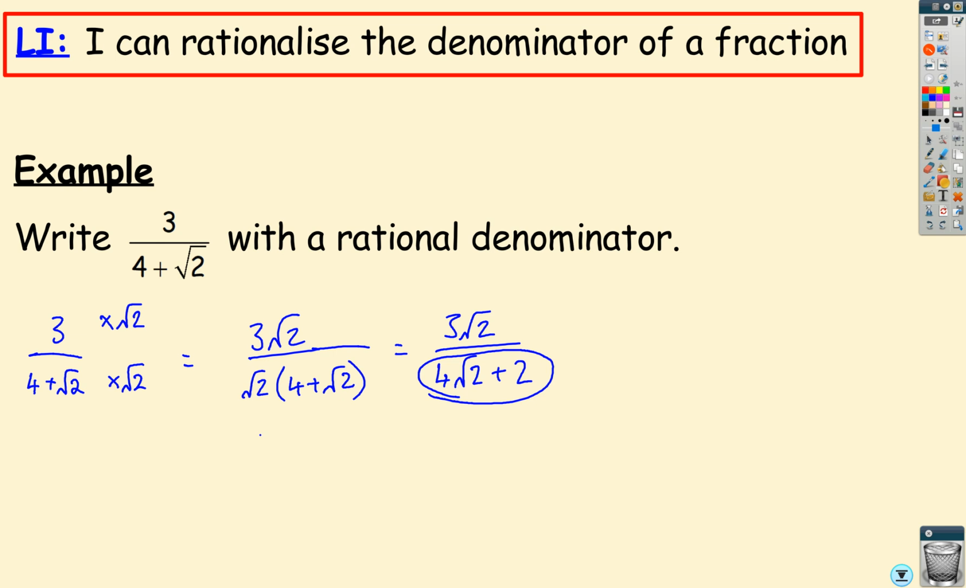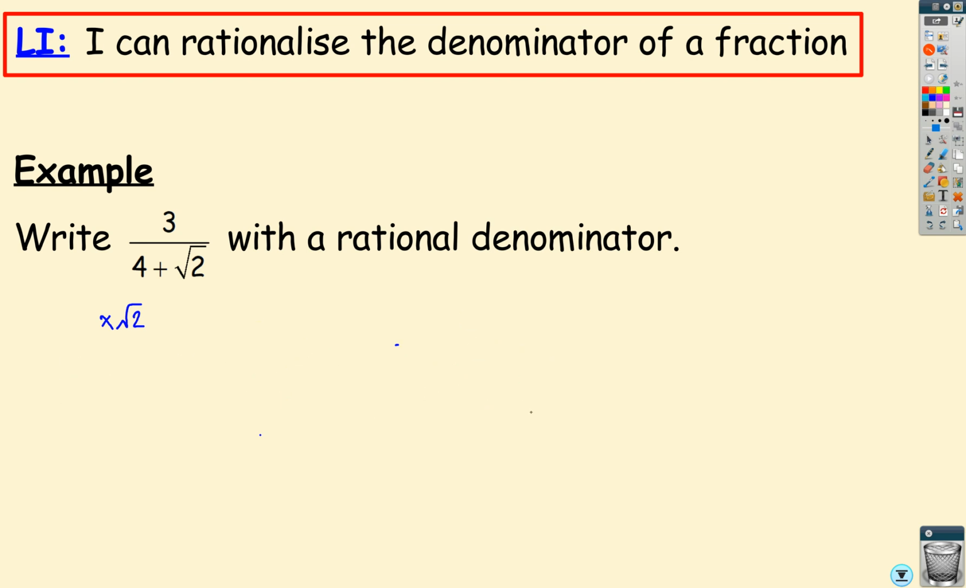So we need something slightly different when there's more to it than just the surd on the denominator. In this case, it's the surd plus 4. We need something different. And what we do is, instead of multiplying by the surd, we multiply by the conjugate surd.